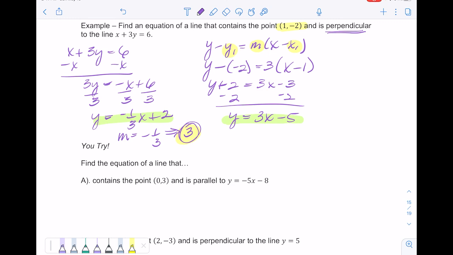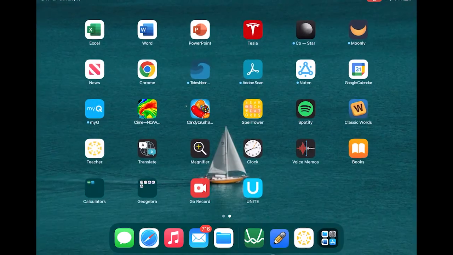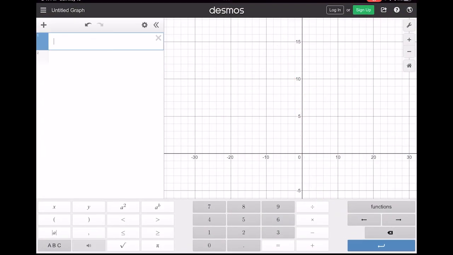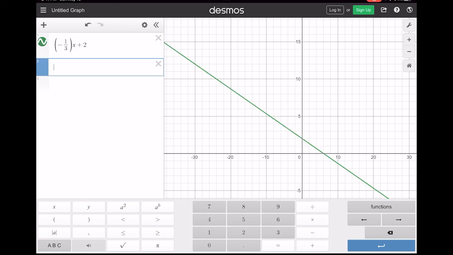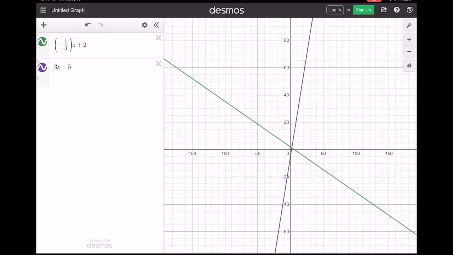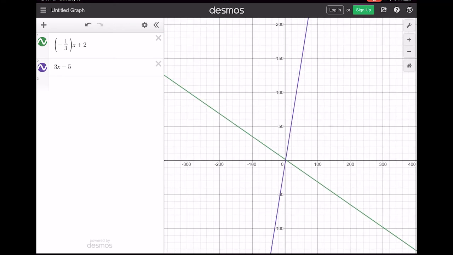So we've got negative 1/3 x plus 2. There's your one equation. And then it was 3x minus 5. And those two lines, you can see they intersect each other. And if you were to measure the angles, okay, if I zoom out, maybe it would be easier to tell, they would form a 90-degree angle in the center.